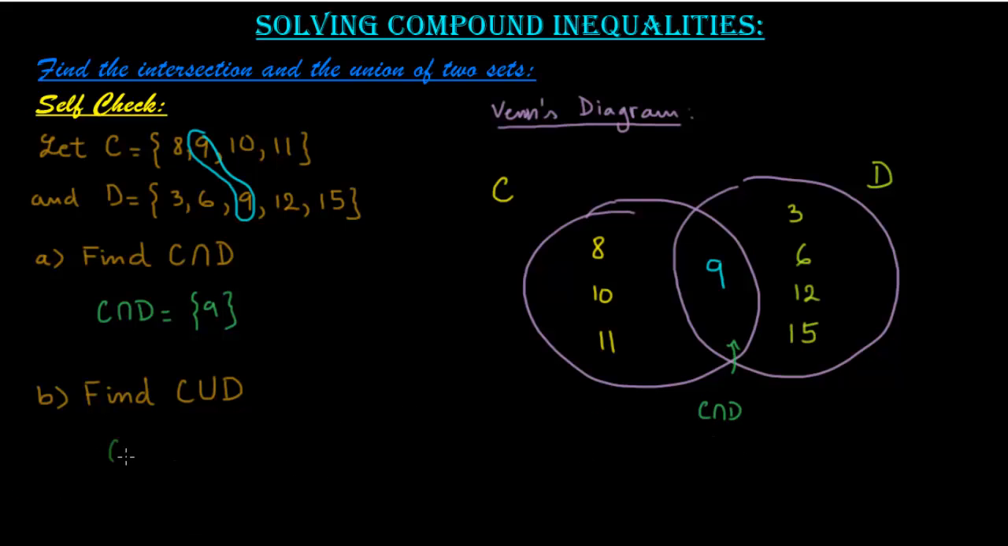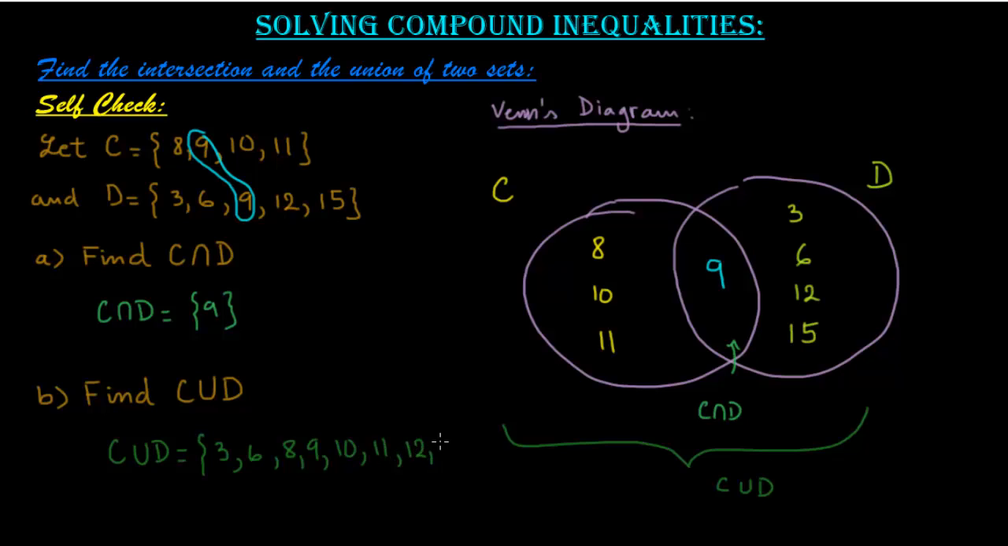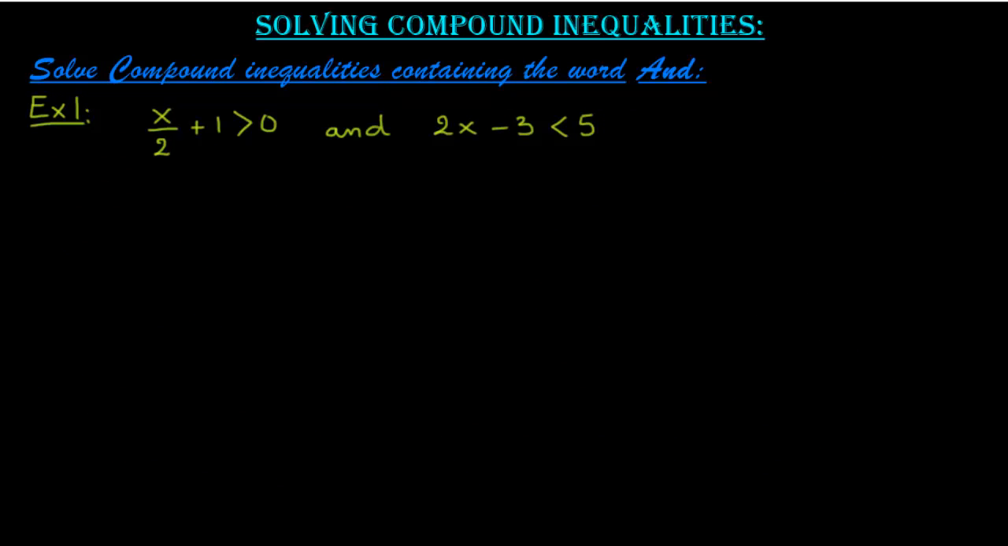And the second one is C union D. So C union D, again, basically we take all elements. So we have small number first. So 3, 6. Let's say next one is 8, 9, 10, 11, 12, and 15. And that's the answer for the self check. So we just have some idea about intersection and union.